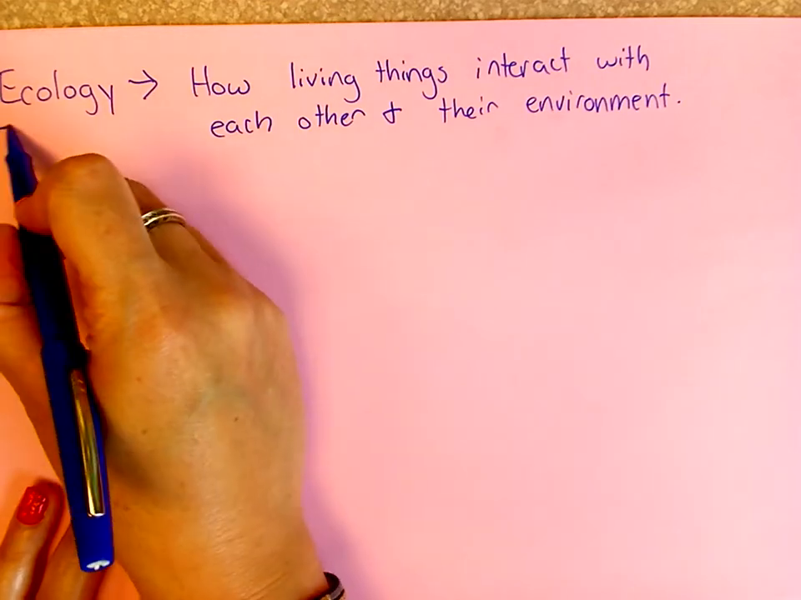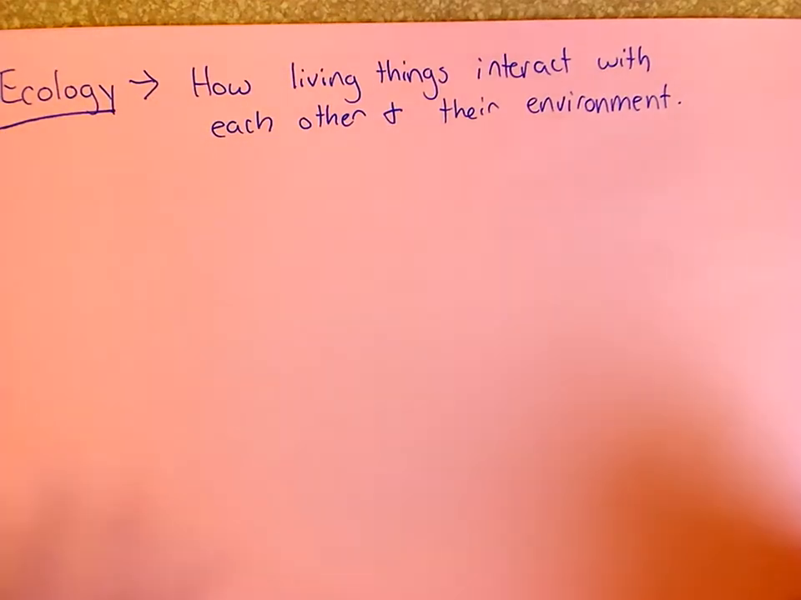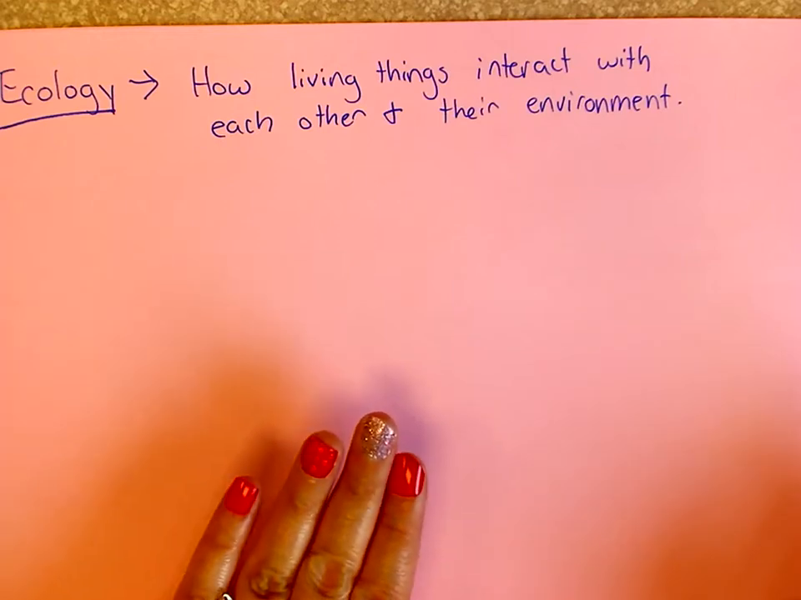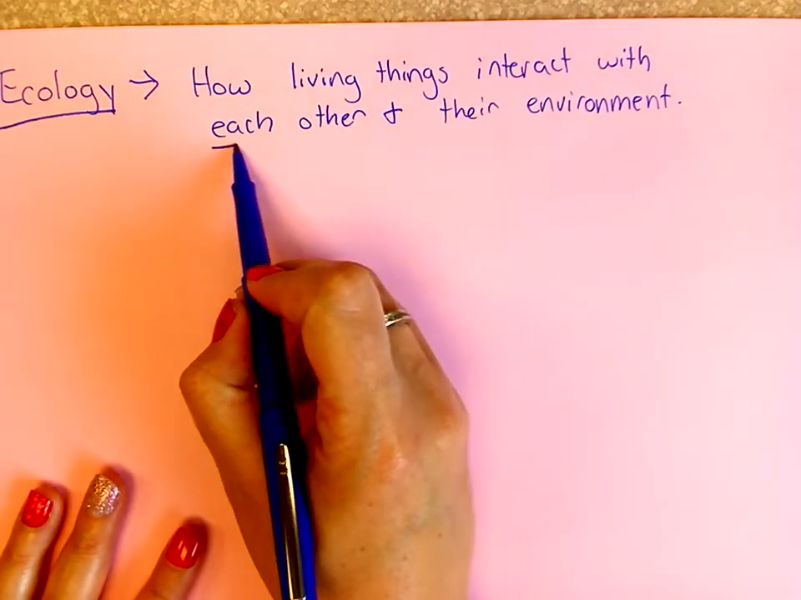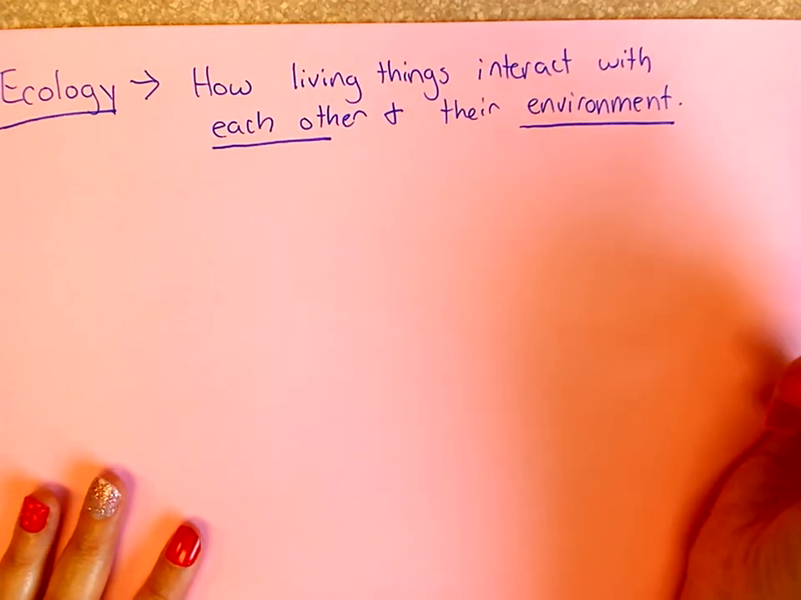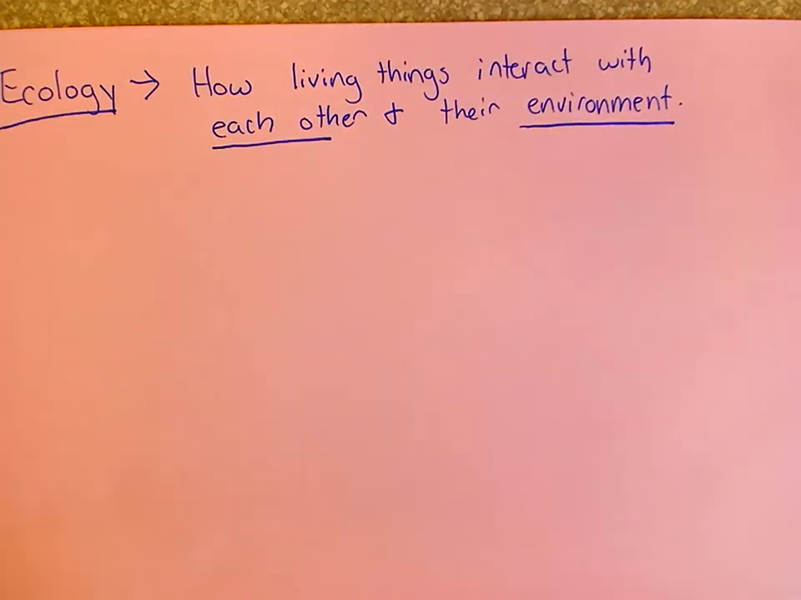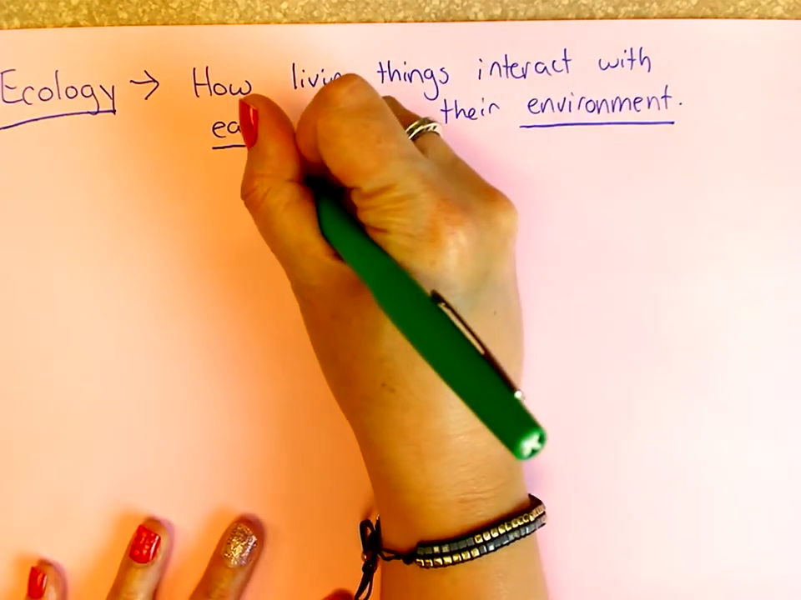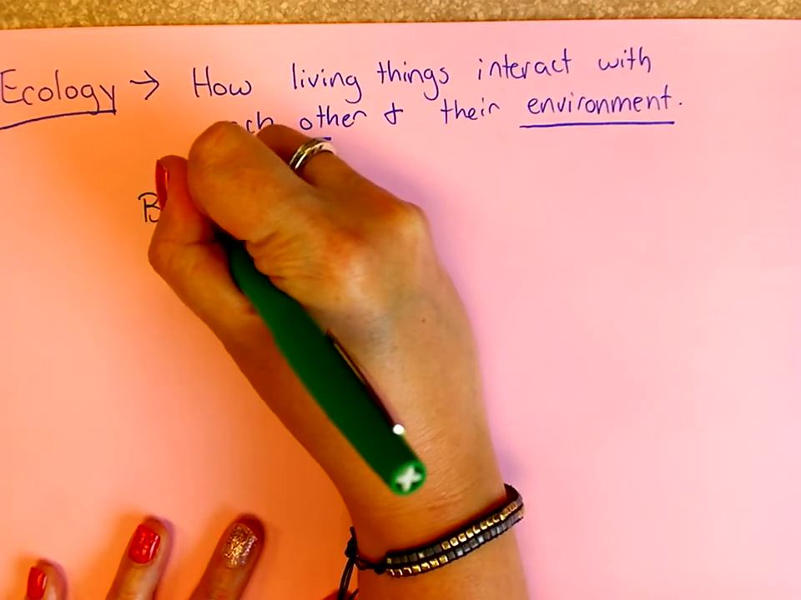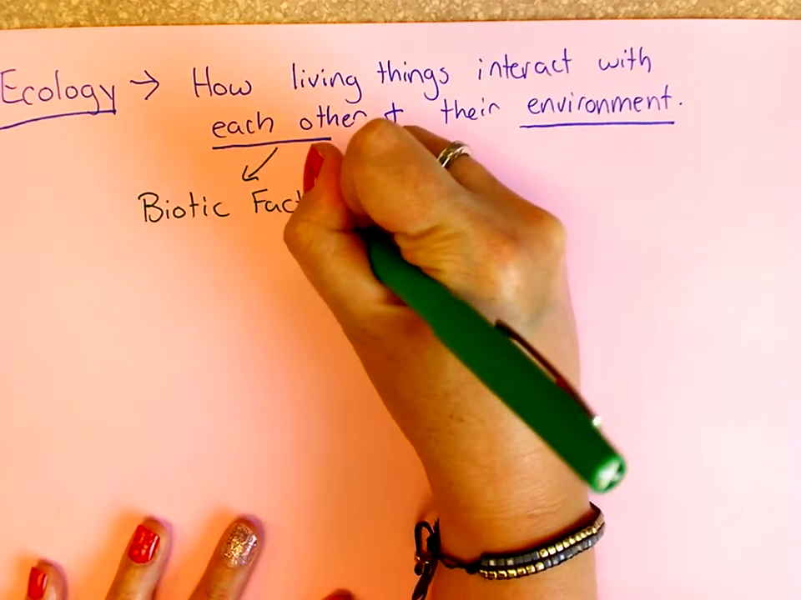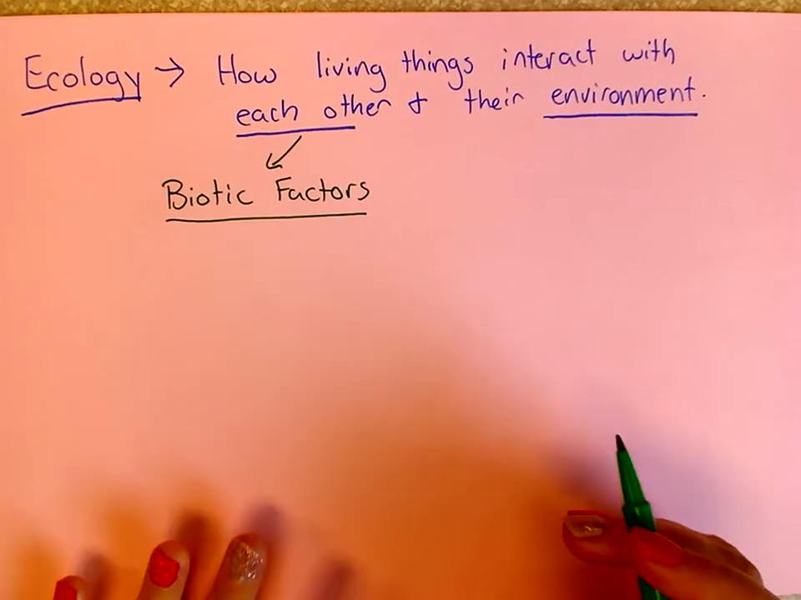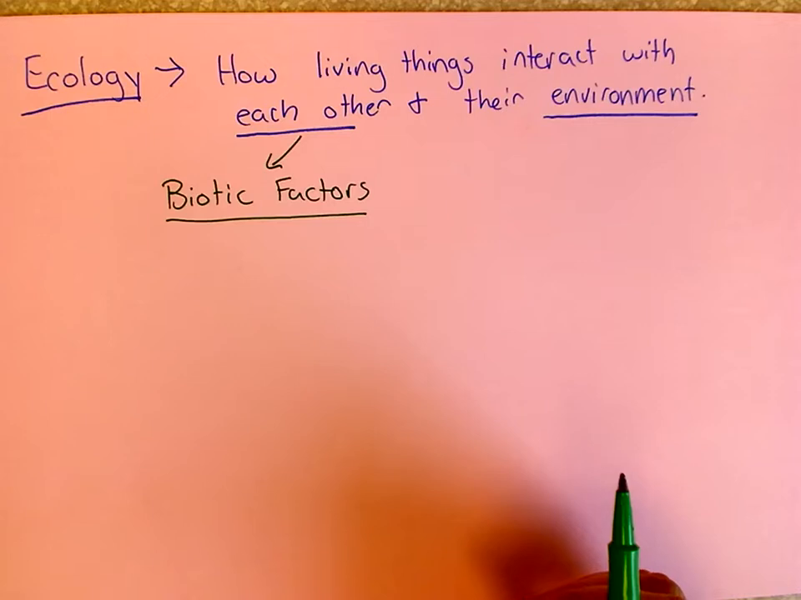Now, very simple. The first thing that we need to really look at when we consider this definition of ecology is the fact that living things are not only interacting with other living things, but also their environment. And this brings us into two really important things that we have discussed when we talk about ecosystems, and that is biotic factors. So biotic factors are just the living things in an environment, within an ecosystem, okay?